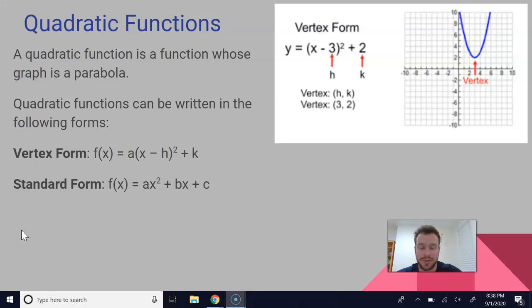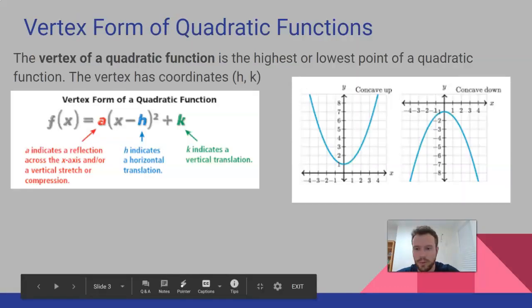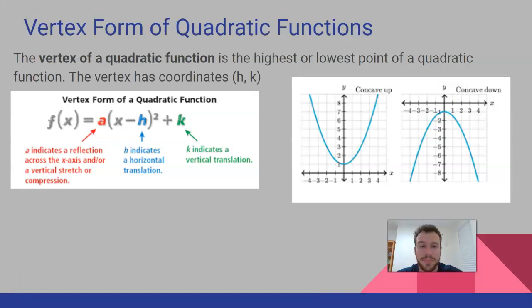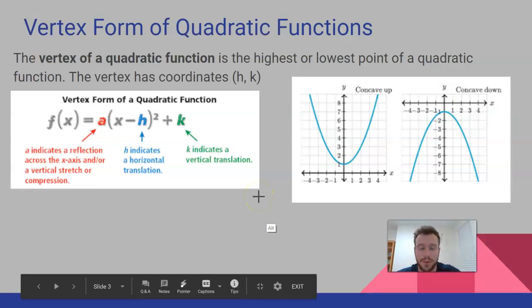You can actually identify the transformations of the parent function. In standard form, f(x) = ax^2 + bx + c. Today we're going to focus on vertex form, and we will talk about standard form in the future. This is called vertex form because it's really easy to identify the vertex. The vertex of a quadratic function is the highest or lowest point of the function, and it has coordinates (h, k).